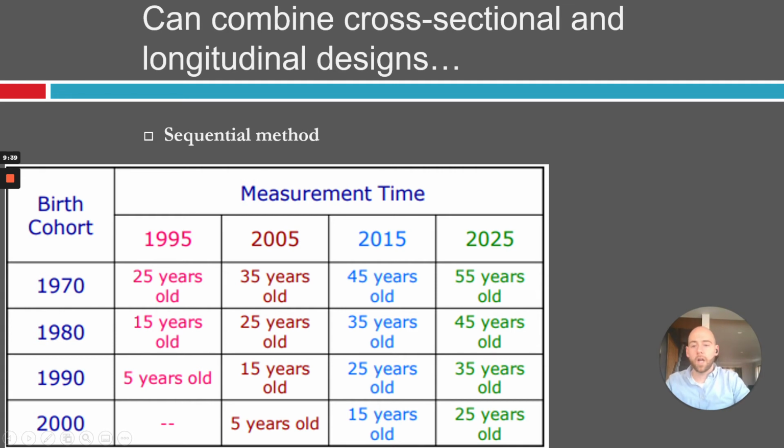Well, imagine doing 4 separate longitudinal designs at once, right? So these are ones that people are only going to be able to do with a lot of support from things like grant money and a lot of administrative buy-in.